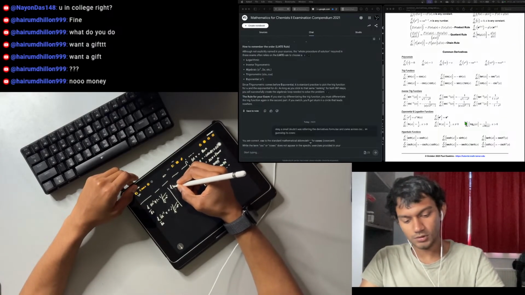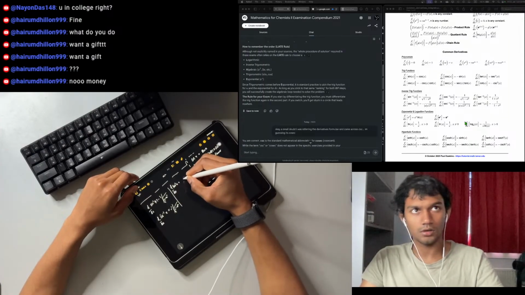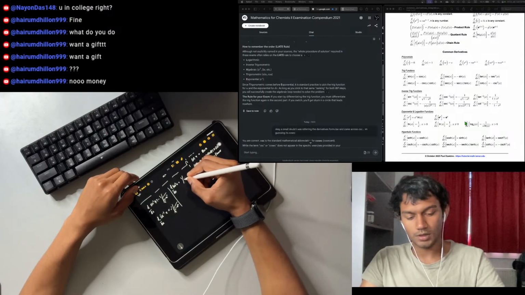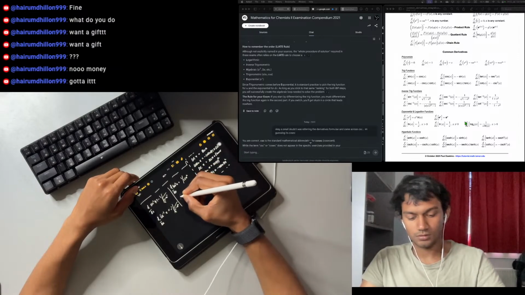Derivative of tan inverse x equals 1 by 1 plus x square.